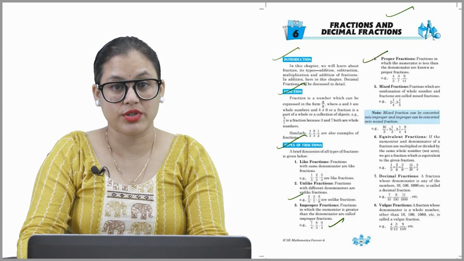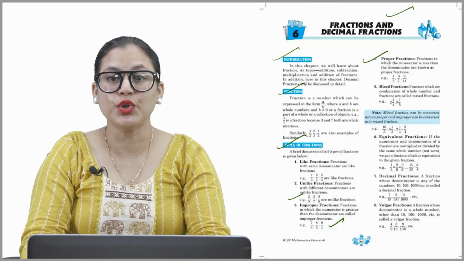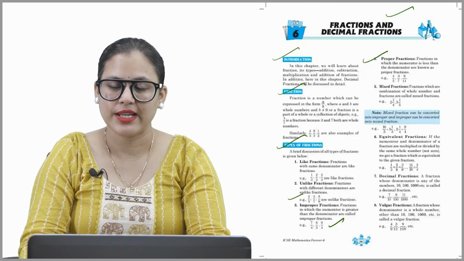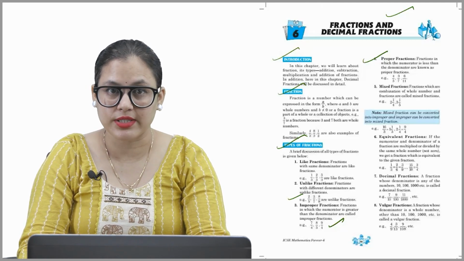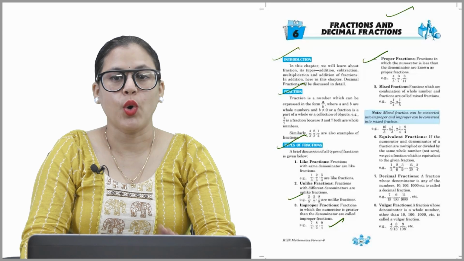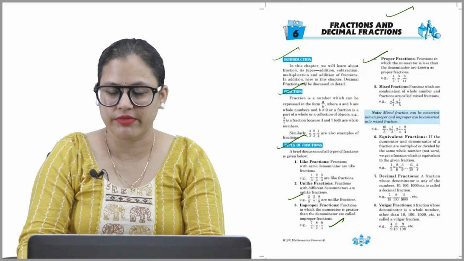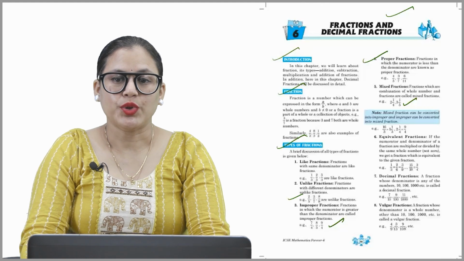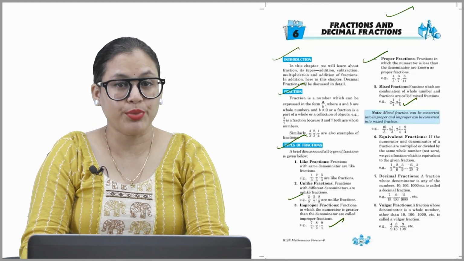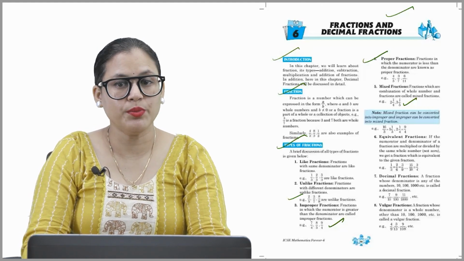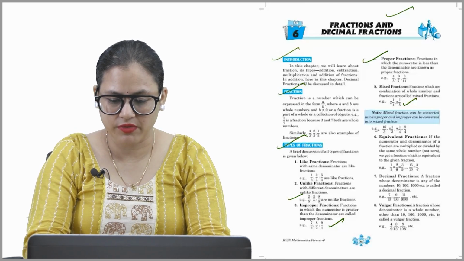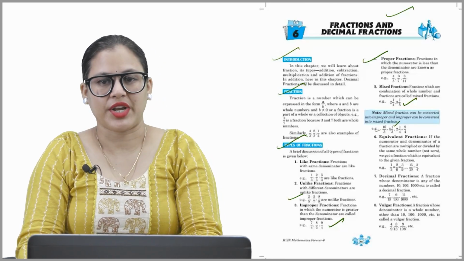Next is proper fractions. Fractions in which the numerator is less than the denominator are known as proper fractions. And 5, mixed fractions. Fractions which are a combination of a whole number and a fraction are called mixed fractions. Okay. For example, these are the mixed fractions. Note, a mixed fraction can be converted to improper and improper can be converted into a mixed fraction. Okay. For example, this is an improper fraction and we have converted this into a mixed fraction, right?